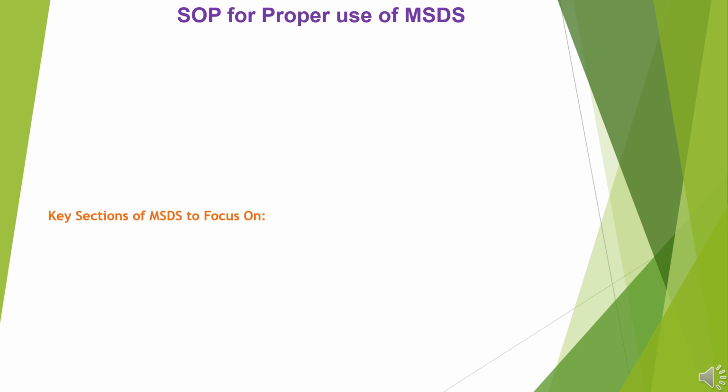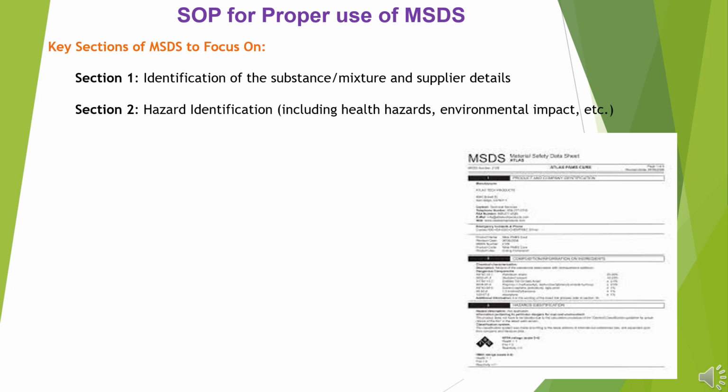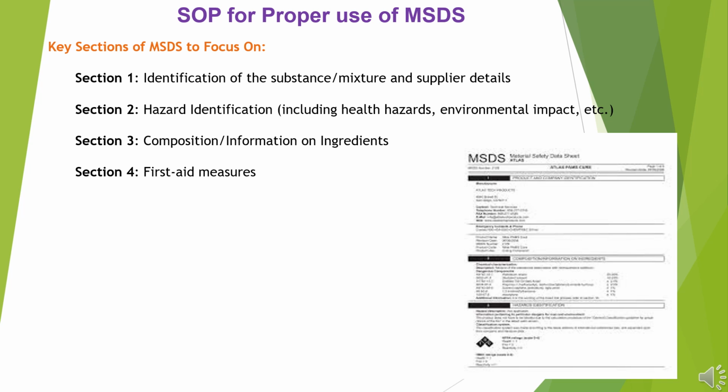Key sections of MSDS to focus on. Section 1. Identification of the substance/mixture and supplier details. Section 2. Hazard identification, including health hazards, environmental impact, etc. Section 3. Composition/information on ingredients. Section 4.